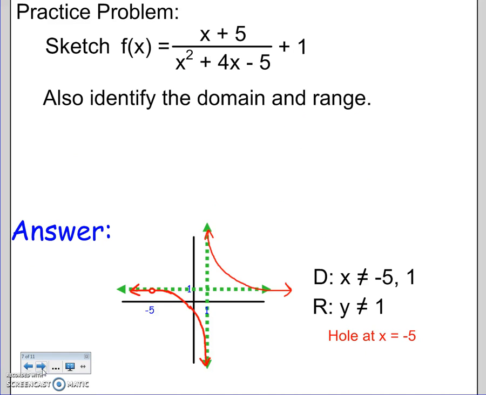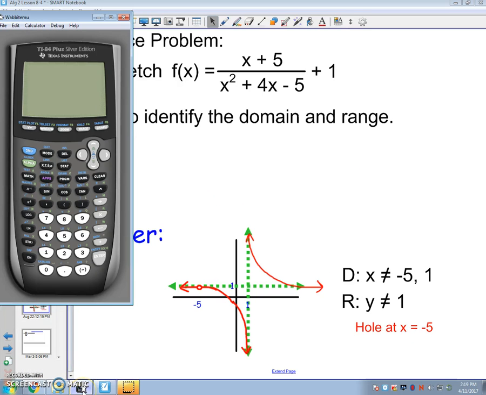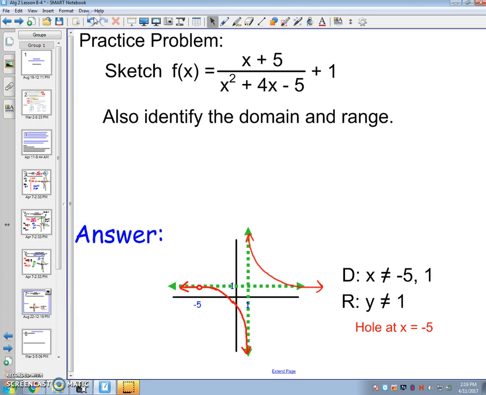Here's your problem, try that. You'll see there's a hole there. Now let me graph this one for you. I think this one has a nice hole you could see. So if I do the fraction, x plus 5 over x squared plus 4x minus 5, plus 1, standard. Oh, we just can't see that well. Well, on your regular calculators in class, they'll have a nice little open spot where that hole is.